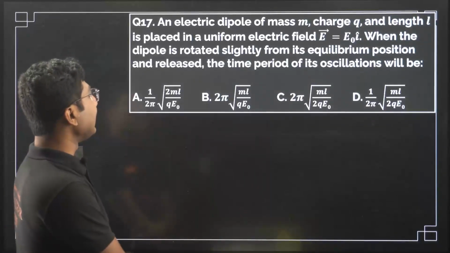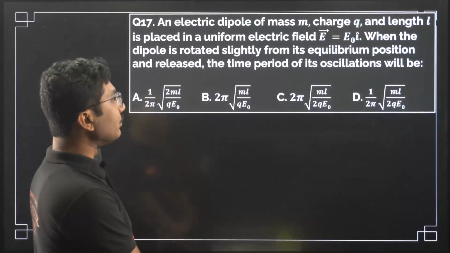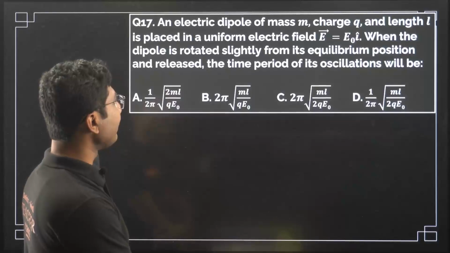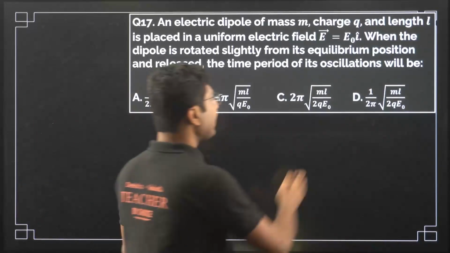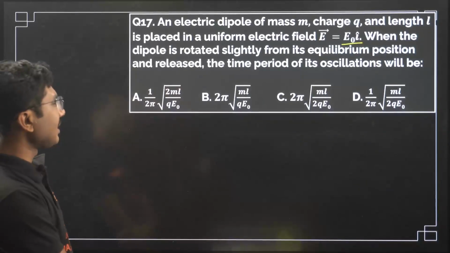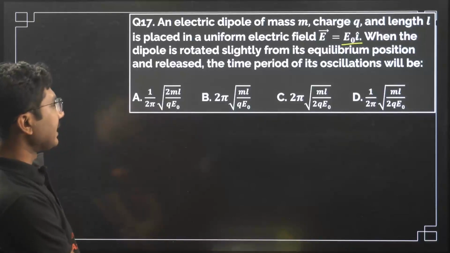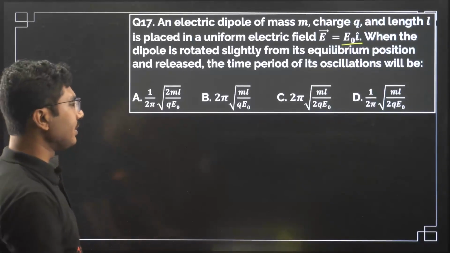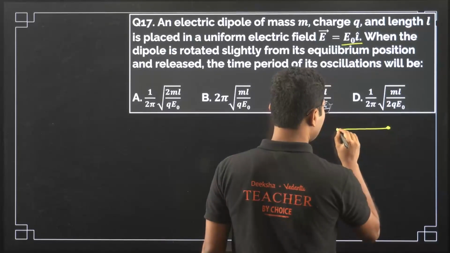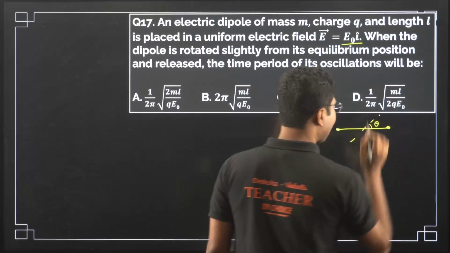Next question, an electric dipole of mass m, charge q and length L is placed in a uniform electric field E equals to E naught i cap. When the dipole is rotated slightly from its equilibrium position and released, the time period of its oscillations will be. So here we have a dipole, and it is displaced slightly, say a small angle theta.